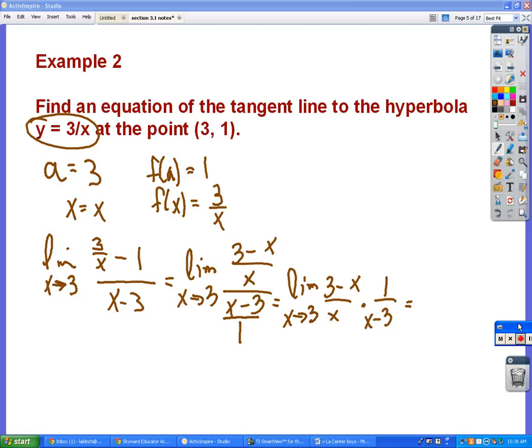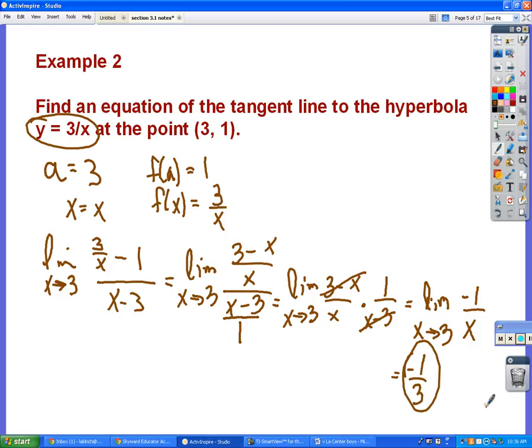Okay, what cancels? No, you can put -1 and -1. Right. I can play the -1 game and I can cancel the 3 minus x and the x minus 3. And that leaves me with the limit as x approaches 3 of -1 over x. And so what is my answer now? No, plug in 3. Now I just plug in 3, and I get -1 third.